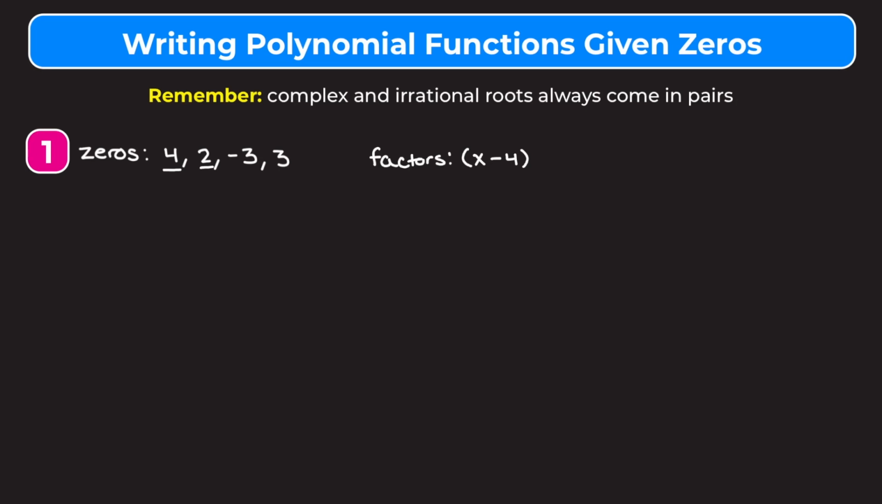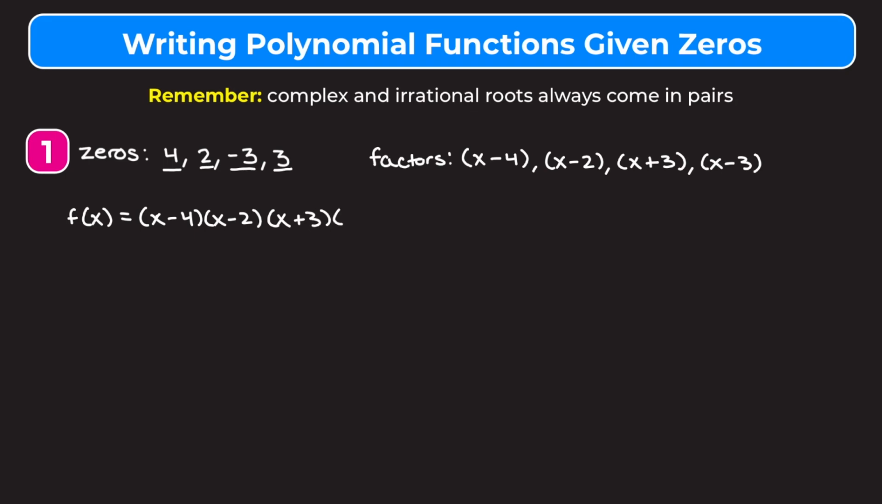So if our zero is positive 2, our factor is going to be x minus 2. If one of our zeros is -3, our factor will be x plus 3, because when you subtract a -3, it turns into positive 3. And if our zero is positive 3, our factor is going to be x minus 3. So now if we want to write our polynomial, we're going to say f of x is equal to all of these factors multiplied together. So we're going to do x minus 4 times x minus 2 times x plus 3 times x minus 3. And now we want to just multiply all these out. So what I'm going to do is multiply these left two first.